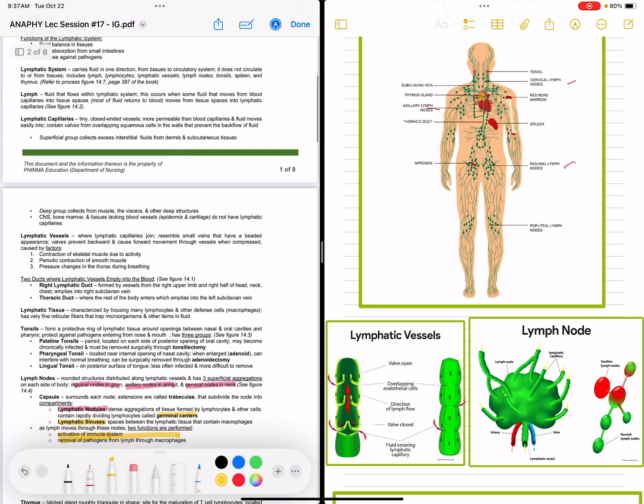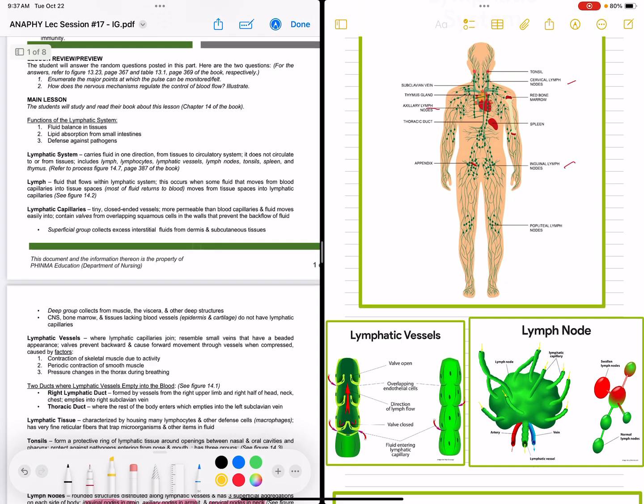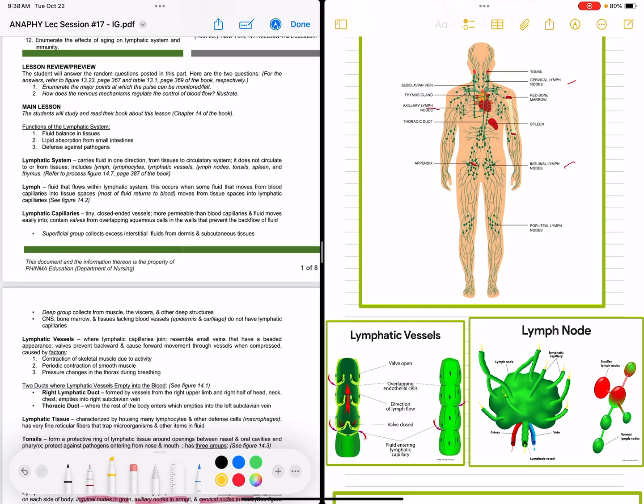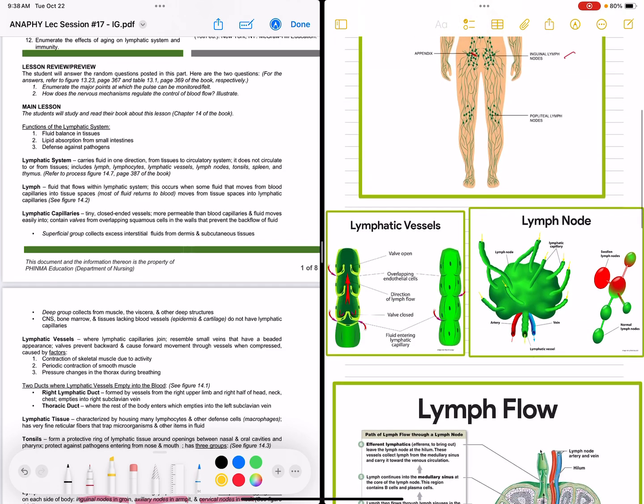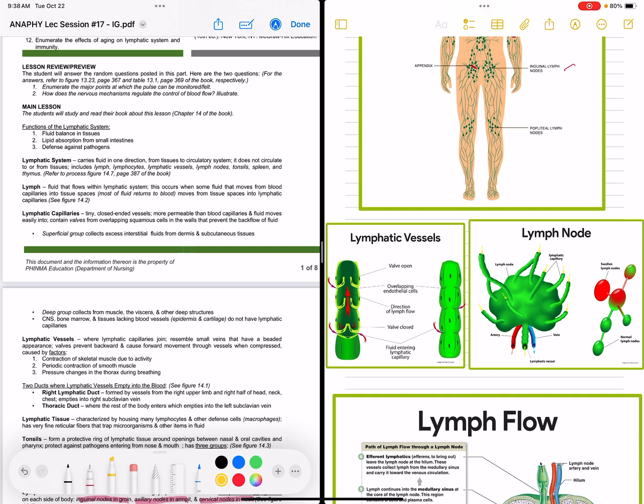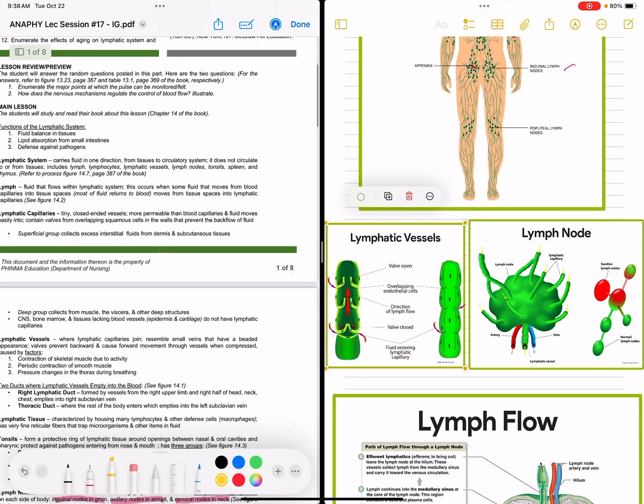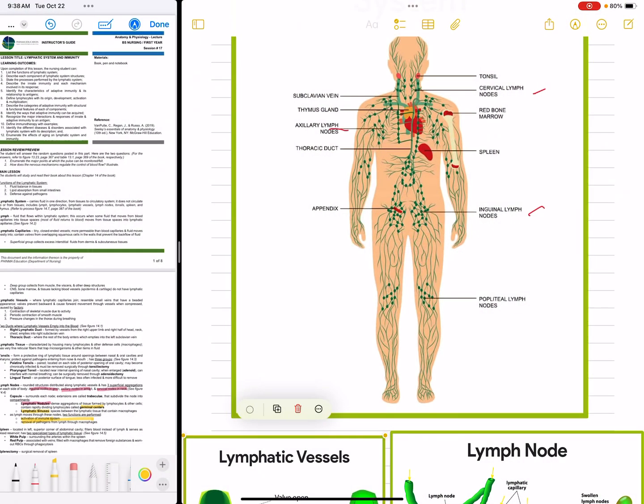Okay? So, ang lymph naton is fluid that flows within lymphatic system. This occurs when some fluid moves from blood capillaries into tissue spaces, and most of the fluid returns to blood. So, fluid moves from tissue spaces into lymphatic capillaries. Okay? So, lymphatic capillaries are tiny close-ended vessels more permeable than blood capillaries, and fluid moves easily into them. They contain valves from overlapping squamous cells in the walls that prevent the backflow of fluid.